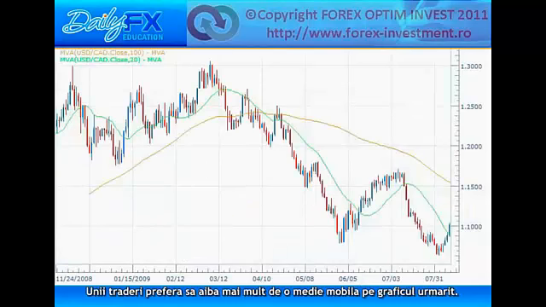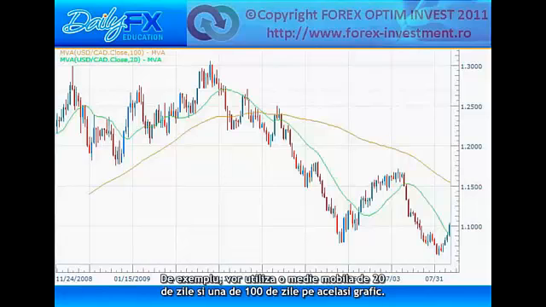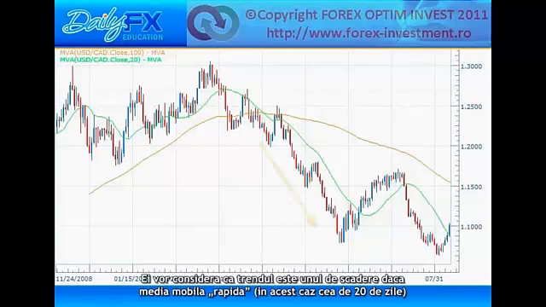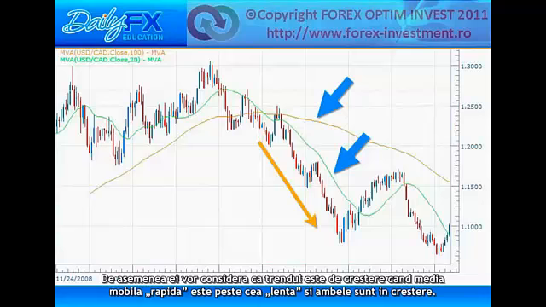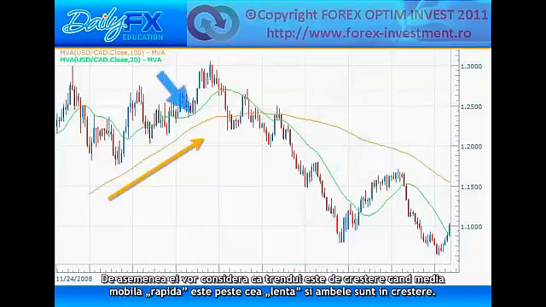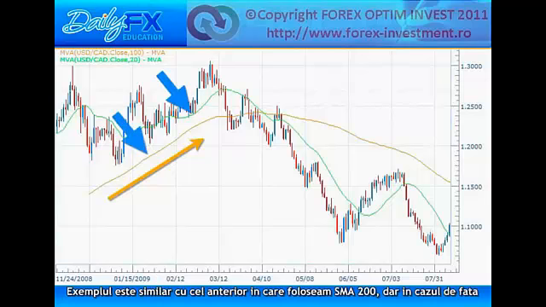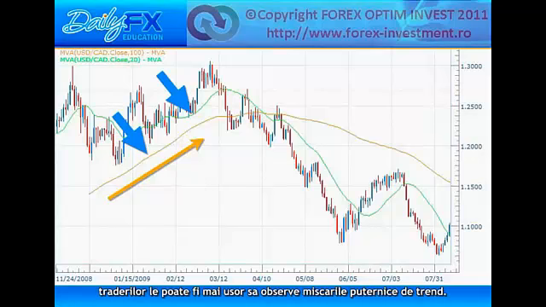Some traders like to plot more than one moving average on their chart. So for instance, they'll have a 20-day simple moving average and a 100-day simple moving average on the same chart. They'll consider the trend down when the fast SMA, which in this case is the 20-day SMA, is below the slow SMA, which in this case is the 100-day SMA, and both are moving down. They also consider the trend to be up when the fast SMA is above the slow SMA, and both are moving up. This is similar to the use of the 200-day SMA example we talked about earlier, but may be easier for traders to note the stronger trending moves.